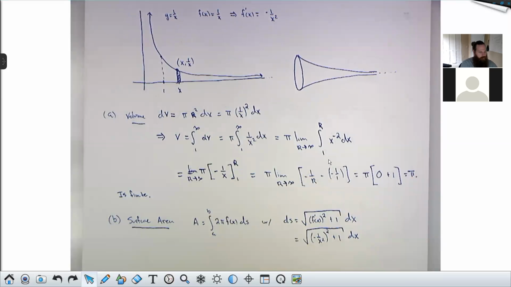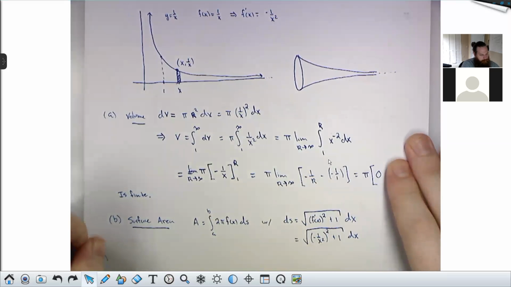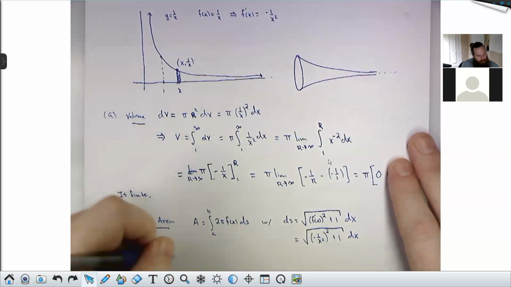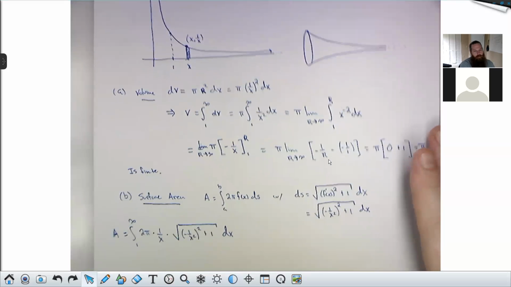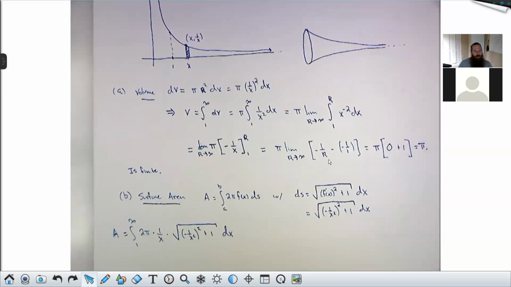And that means that my surface area A is the integral from 1 to infinity of 2 pi f of x, which is 1 over x, times this square root, which is the square root of negative 1 over x squared, squared, plus 1, dx. And if you're thinking that this integral looks intimidating, boy, are you right.